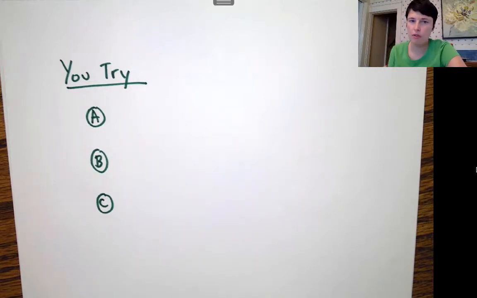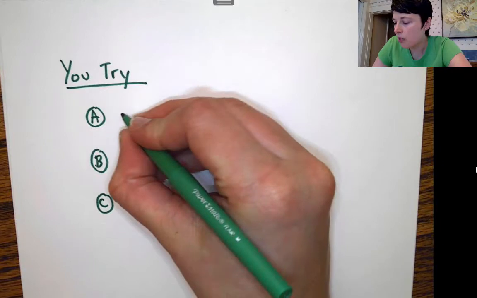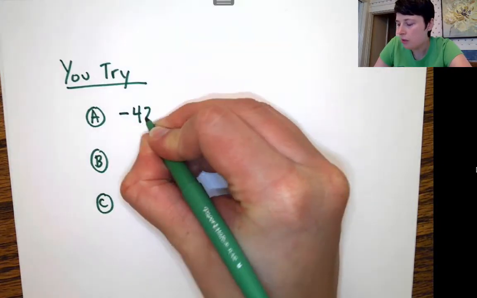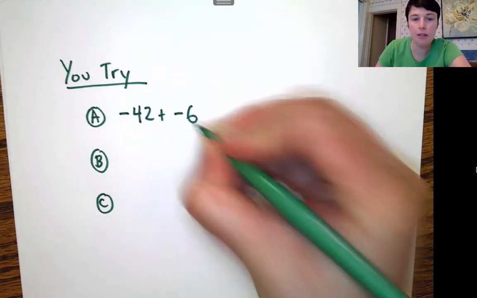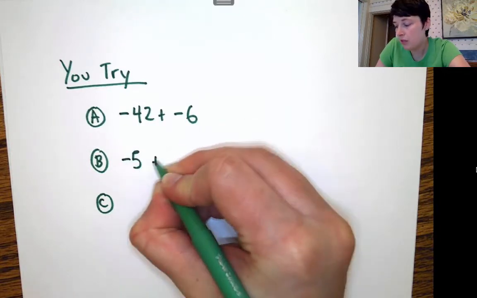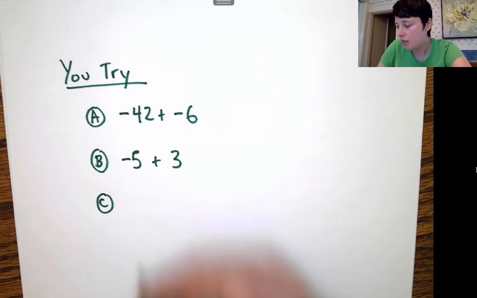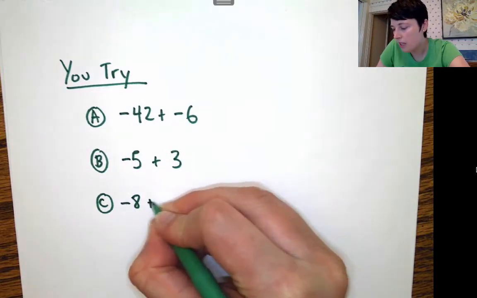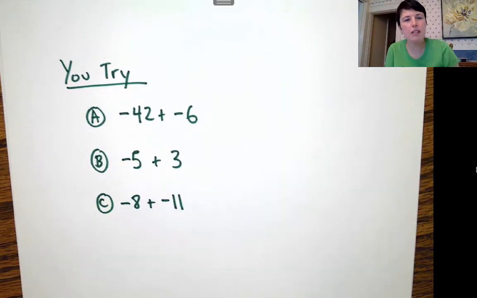So here are your 3 questions. For A, what is -42 plus -6? For B, what is -5 plus 3? And for C, what is -8 plus -11? Can you pause the video and try all 3, and then we'll check your answers?